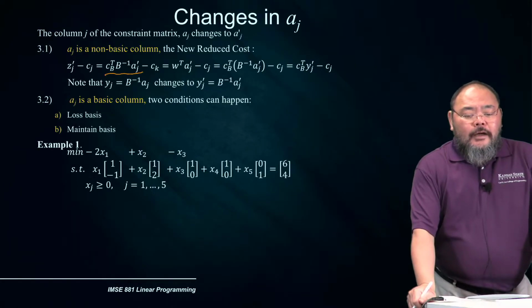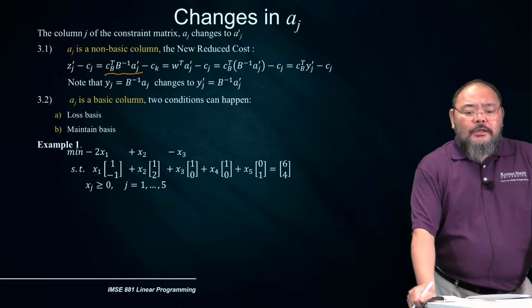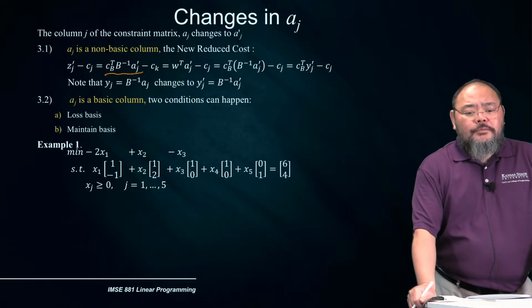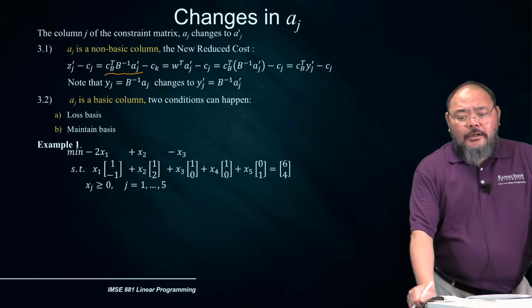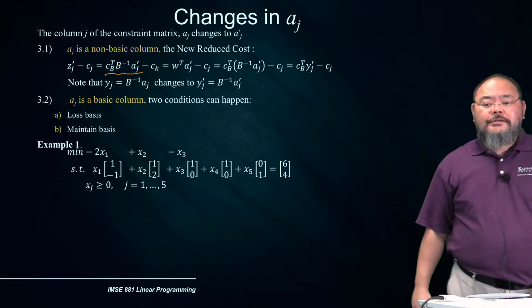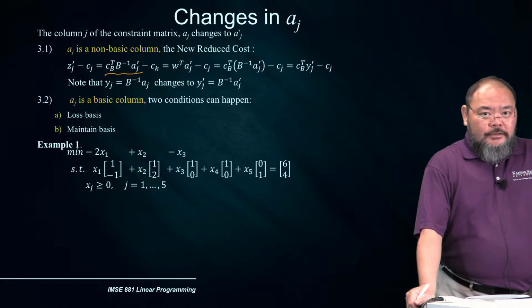Okay, if zj minus cj remains less than or equal to 0, this is fine. If not, we just enter this particular variable into the basis. So as Aj is a non-basic column, it's fairly straightforward. The major changes will be yj changing to yj prime, zj changing to zj prime, and the reduced cost also changes. So we just need to double check that the zj minus cj term, the reduced cost term, still remains non-positive.